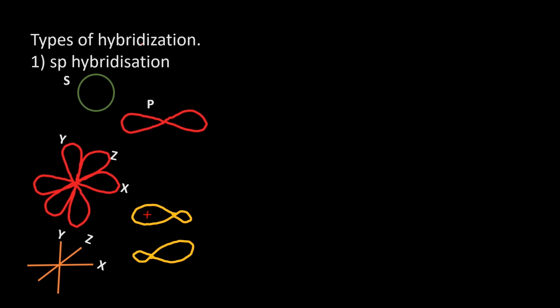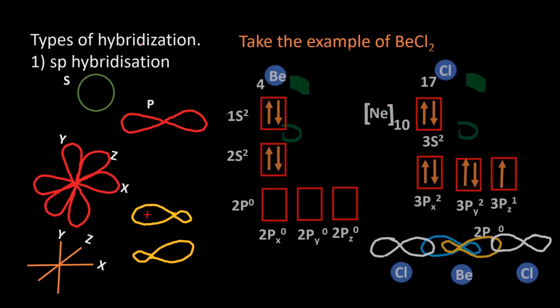Now I will explain the concept of hybridization and bond formation using the example of beryllium chloride. Beryllium atomic number 4, chlorine atomic number 17. Let us first understand this structure. These 4 electrons are arranged as 1s2, 2s2, 2p0. There are no electrons in the p orbital.